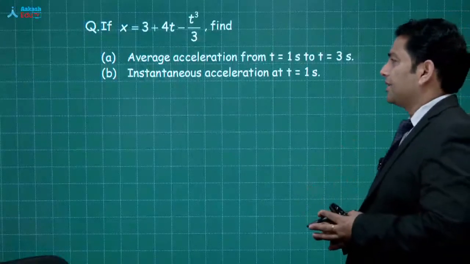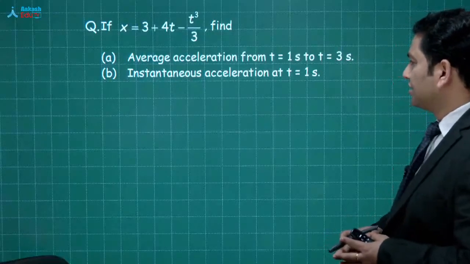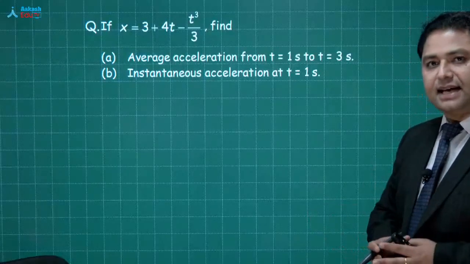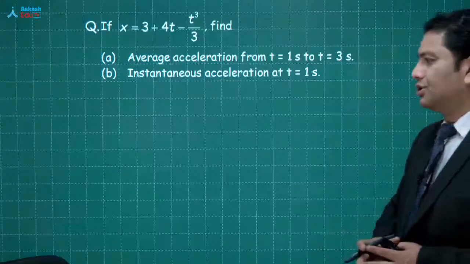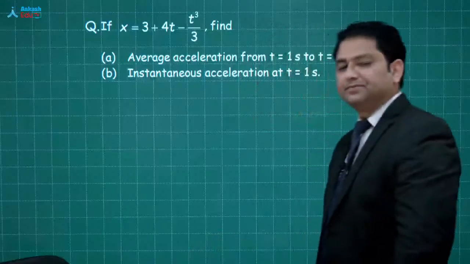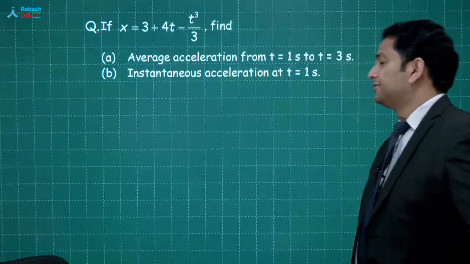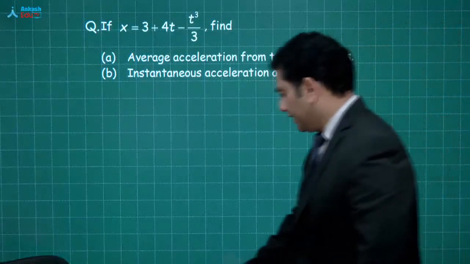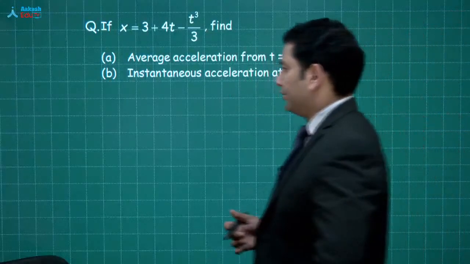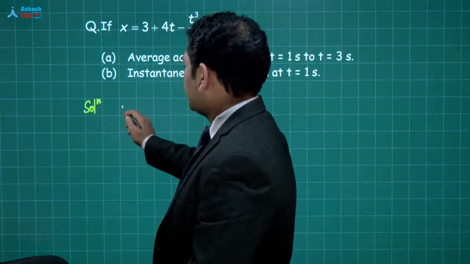Let's go for a numerical. Here the value of x is given. You have to calculate the average acceleration from 1 second to 3 seconds, and the instantaneous acceleration at t equals 1 second. That's straightforward, going to give you a practice. Okay, so let me also parallelly start so that we can save time. We can go with something like this. So let's write the solution.